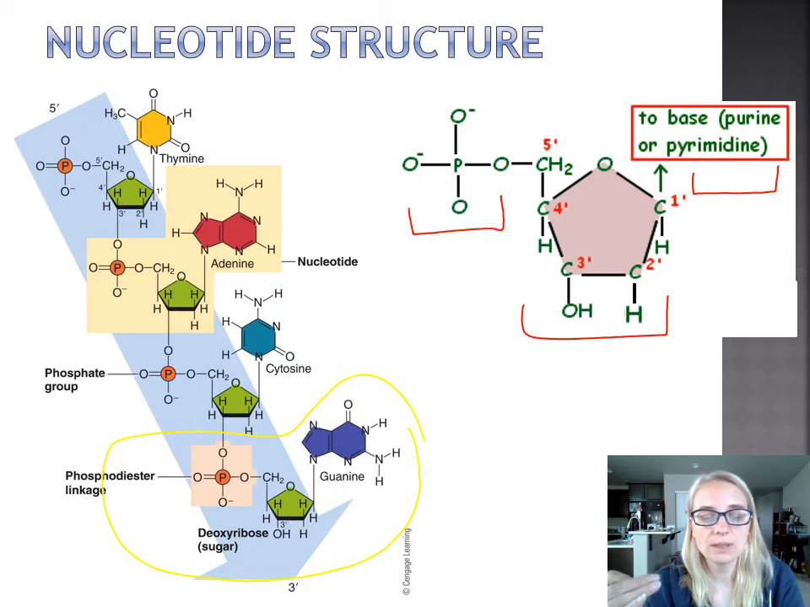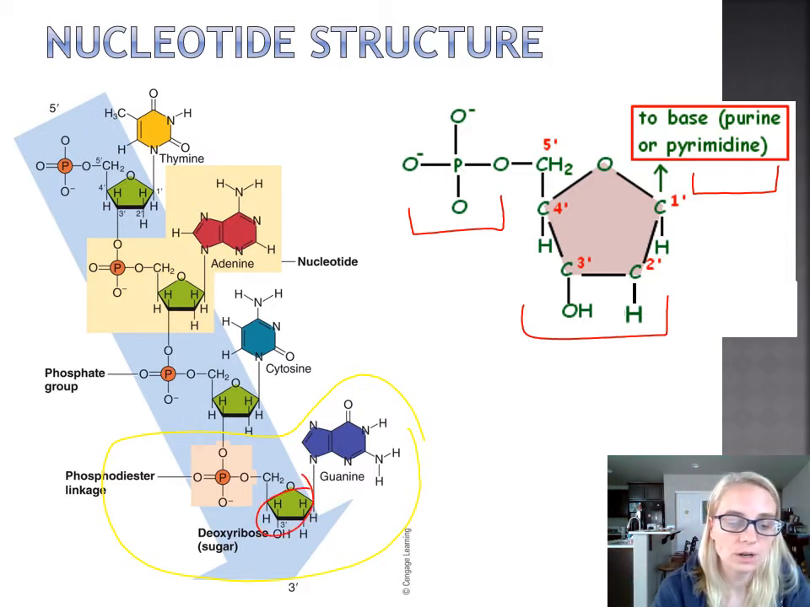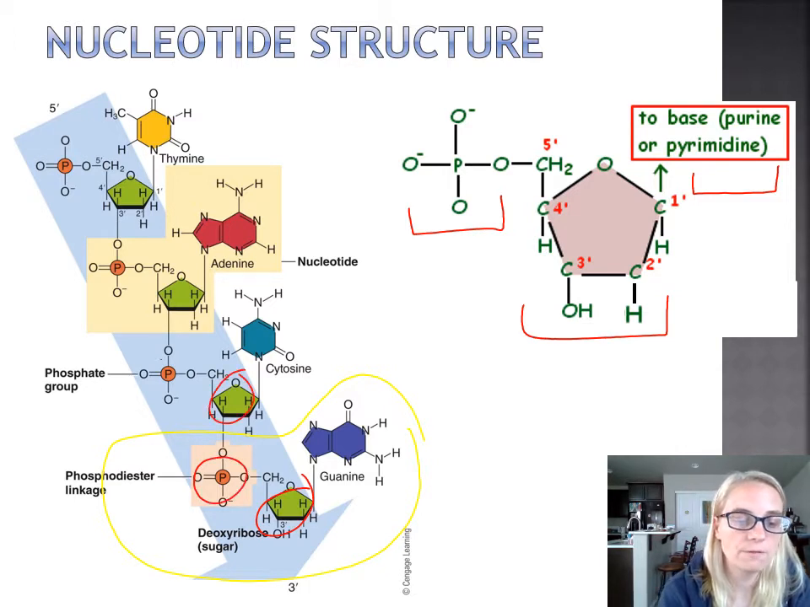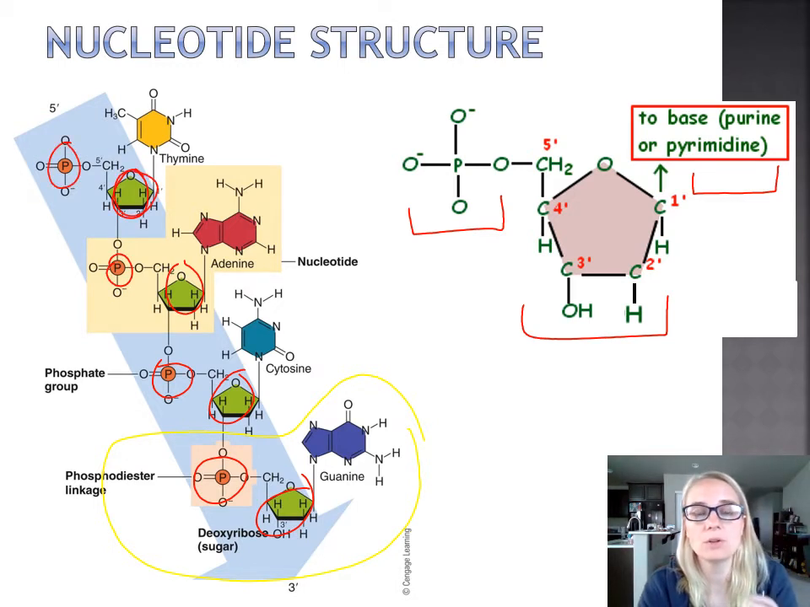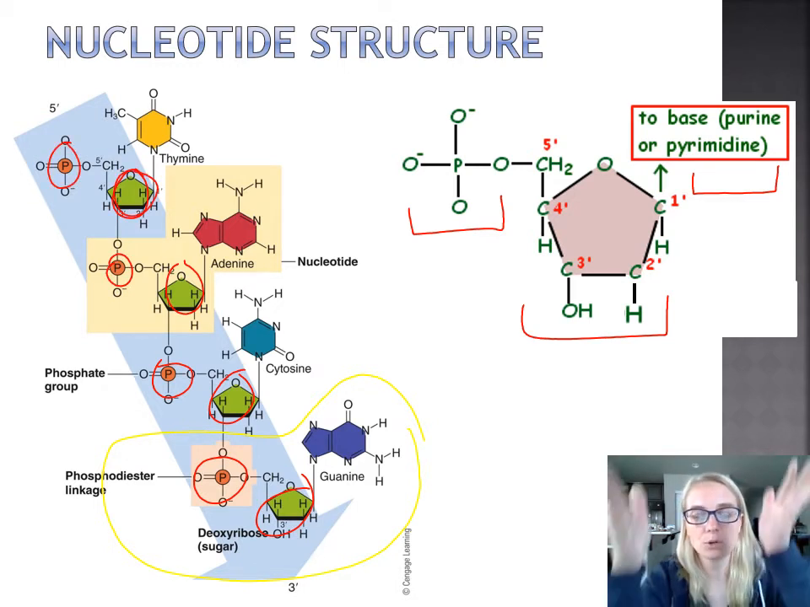And then when you start hooking these together, you get a repeating pattern of a sugar, a phosphate, a sugar, a phosphate, a sugar, a phosphate. So this is what we typically call the sugar phosphate backbone, which is on either side.